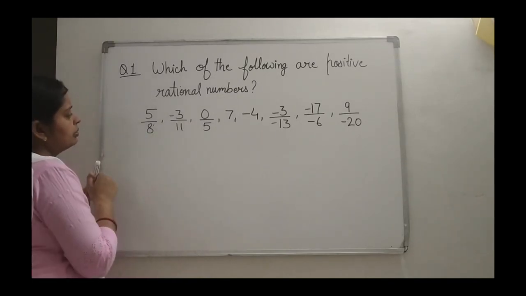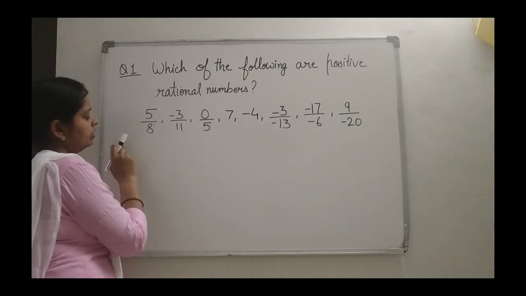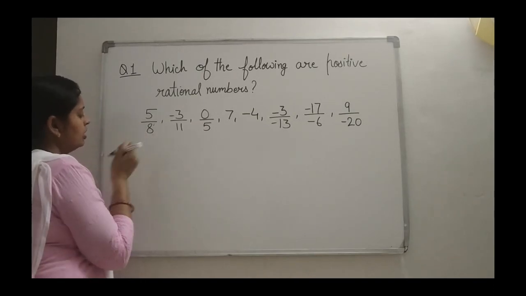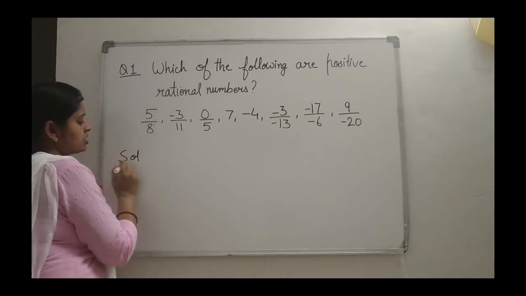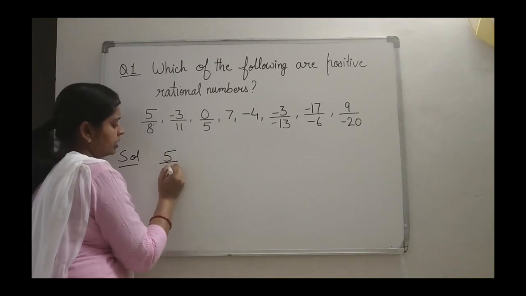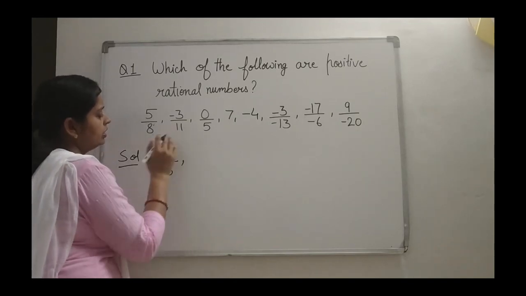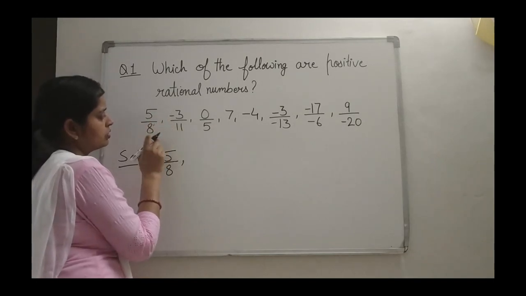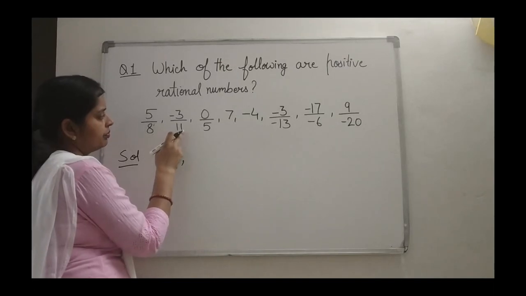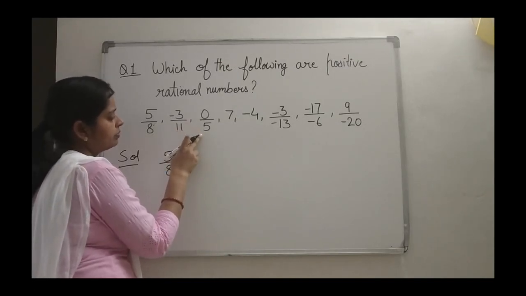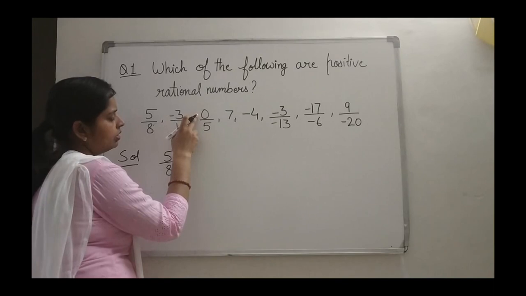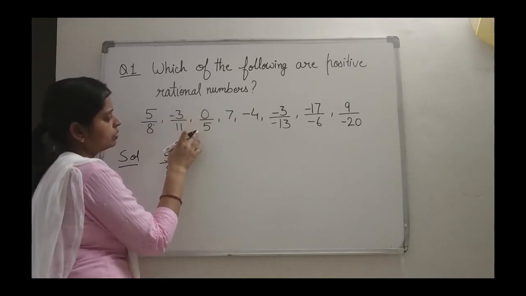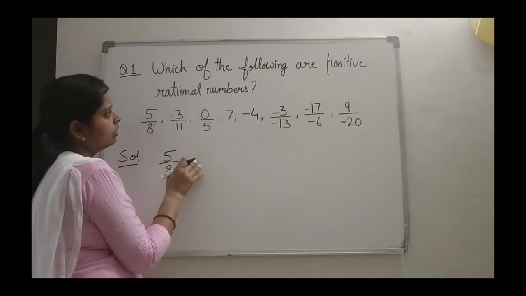See here the first number. Numerator is a positive integer and denominator is also a positive integer. So 5 by 8 will be a positive rational number. So your answer will be 5 by 8. First is the positive rational number. In this, numerator is a negative integer and denominator is positive. So it is a negative rational number. Right? 0 upon 5: 0 does not come in the category of positive or negative. It is neutral, so it will not come in the series of positive rational numbers.